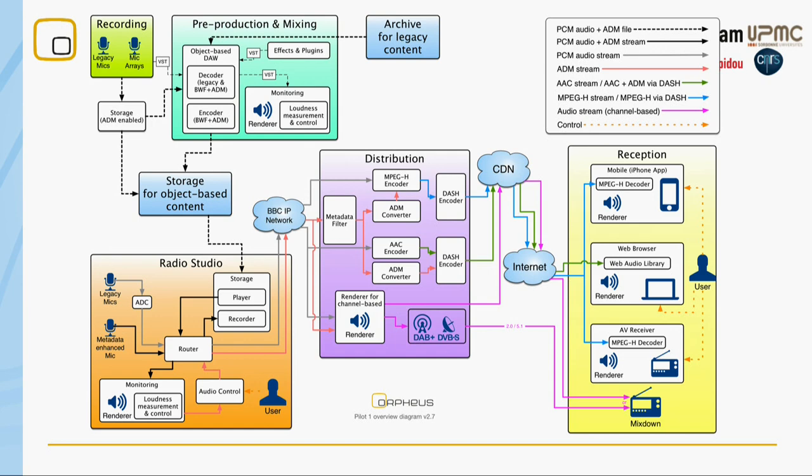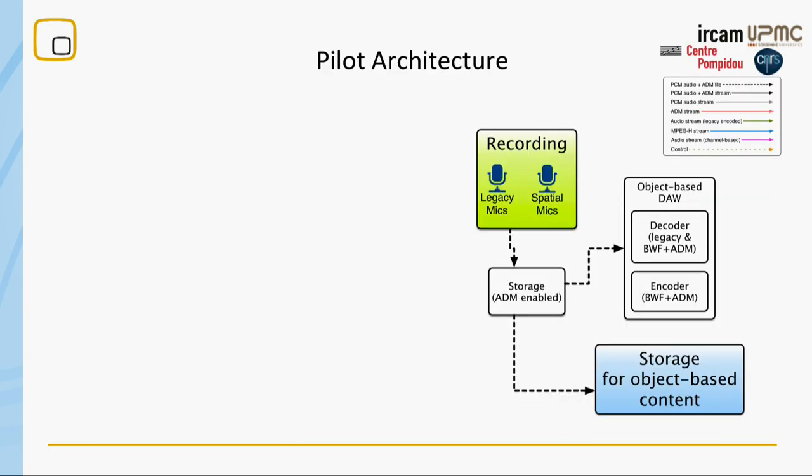And then you get different applications like a mobile phone, a web browser, an AV receiver, or just a mix down to a monophonic radio stream, with all the different formats being involved. So PCM audio, multi-channel audio files from the recording, which are then transformed into audio streams, so ADM or AAC streams over DASH. Then they are streamed over the network, and on the receiver side you get to a renderer. The recording can be straightforward or not, using microphone arrays, using spot microphones. There are all the questions which I just briefly mentioned.